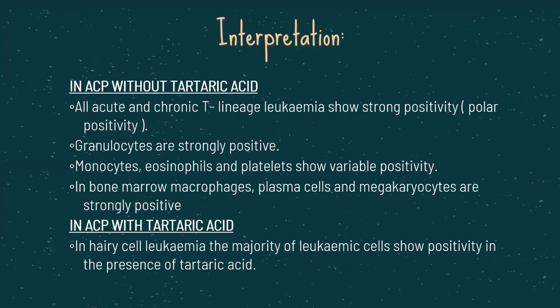Interpretation. Okay, so in ACP, without tartaric acid, so your all acute and chronic lineage leukemia shows strong positivity. Okay. Granulocytes are also strongly positive. Si monocytes, eosinophils, and platelets show variable positivity. So, di ba, ito yung mga cells na present si ACP. So, acid phosphatase.